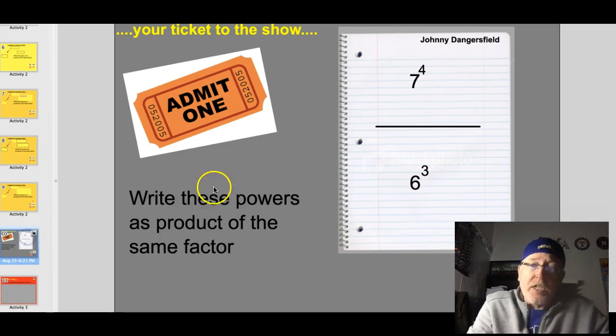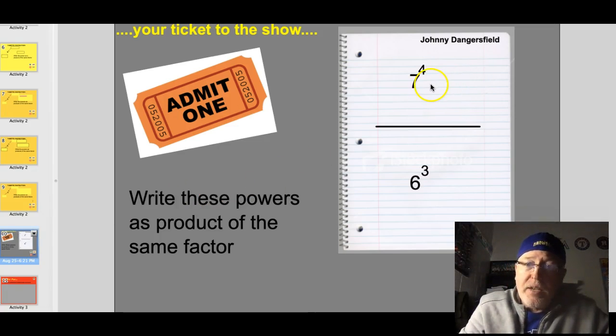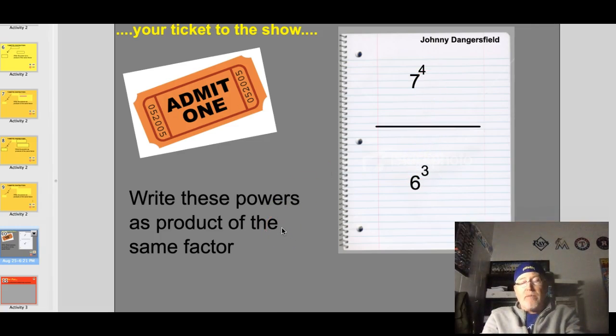All right, here are the ticket to the show problems. It's always going to look like on this gray sheet here. Go ahead and write 7 to the 4th and 6 to the 3rd. Write both of these powers as a product of the same factor, and when you're done, you can turn the video back on, and I'll give you the answer to the trivia question.